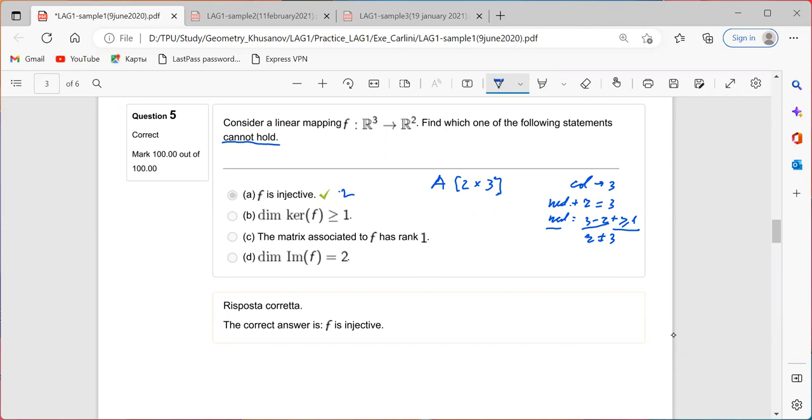C and D depend on how much leading elements we'll have in the matrix. A, right? Yes. It may be 2, it may be 1. In any case, rank may be 1 or 2. So it's not exactly wrong. Maybe wrong, maybe true. But now we have to just find statements which will be not true. Not true means that it will be exactly wrong. Exactly wrong or false will be only this statement A.